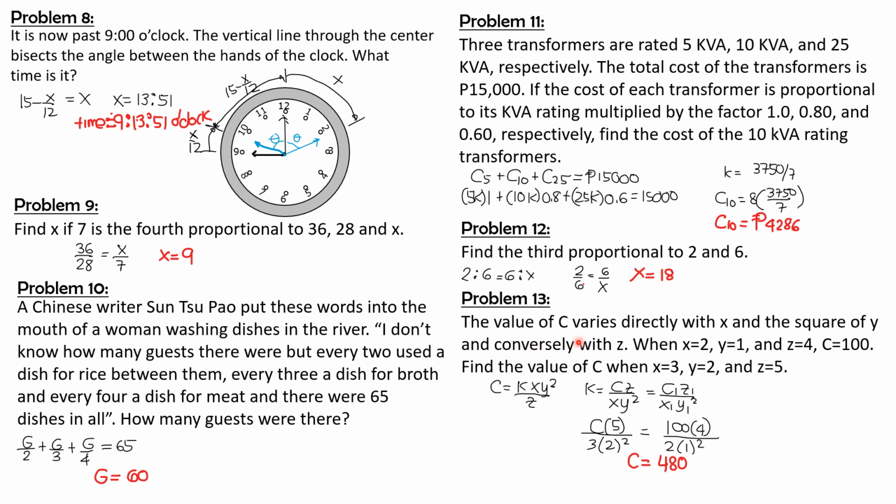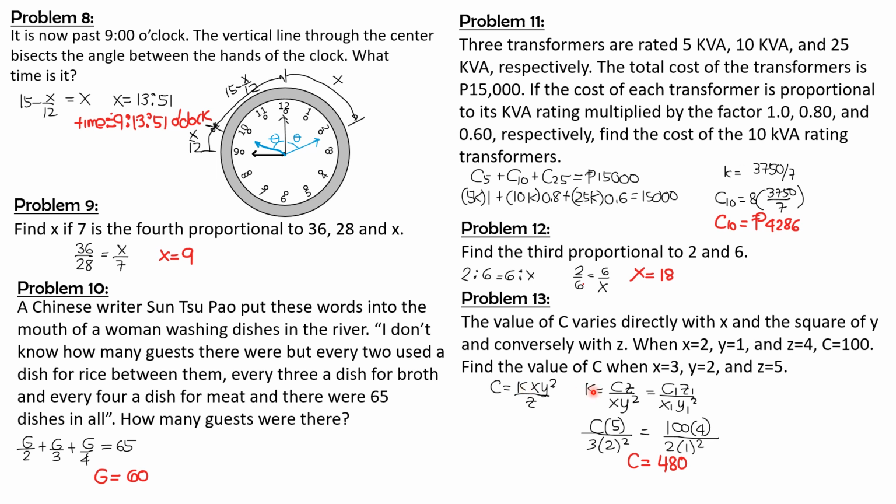Problem 13: the value of c varies directly with x and the square of y, and inversely with z. When x is 2, y is 1, and z is 4, c is 100. Find the value of c when x is 3, y is 2, and z is 5. So let's interpret this: c varies directly with x, so constant of proportionality times x, and the square of y, so times y squared, and inversely with z, divided by z.